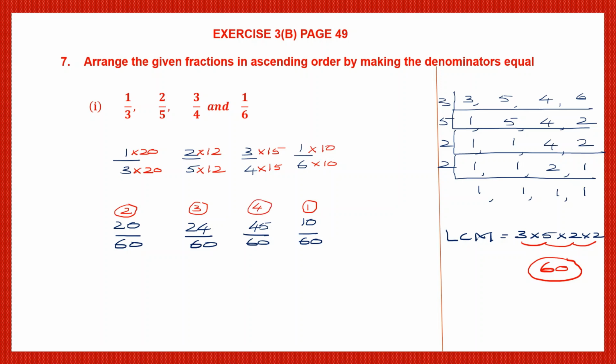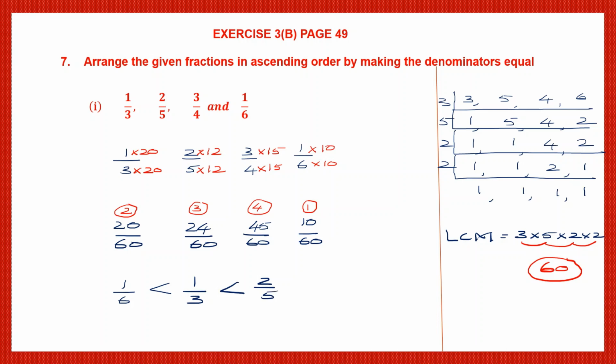Now we have to look at the question and arrange those fractions in ascending order. Now 10 by 60 is this fraction, isn't it? 1 by 6 has become 10 by 60. So that has to be written first. So let's write that. So in ascending order, 1 by 6 is smaller than the second one, 20 by 60, which is 1 by 3. So let's write that 1 by 3. And this is smaller than the third one, 24 by 60, which is 2 by 5. So let's write that 2 by 5.